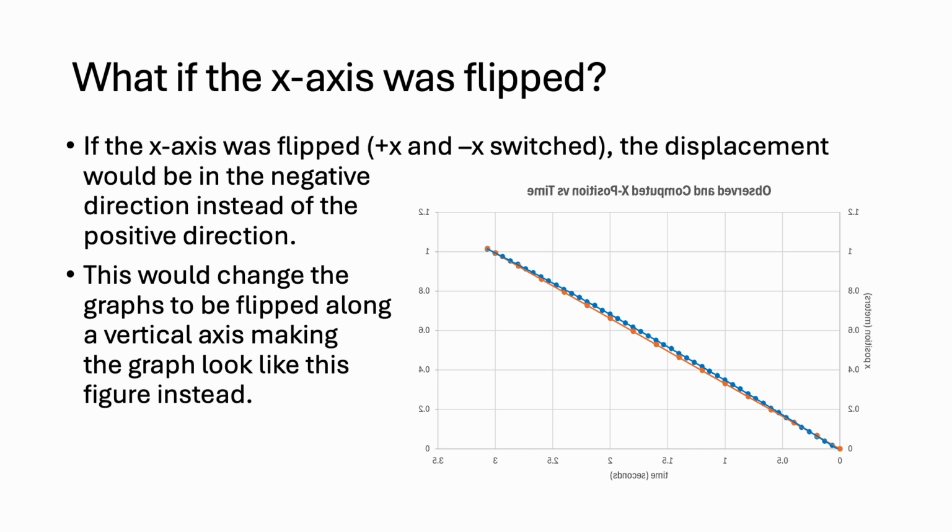What if the x-axis was flipped? If the x-axis was flipped, as in the positive x and negative x switched, the displacement would be in the negative direction instead of the positive one. This would change the graphs to be flipped along the vertical axis, making it look like this.